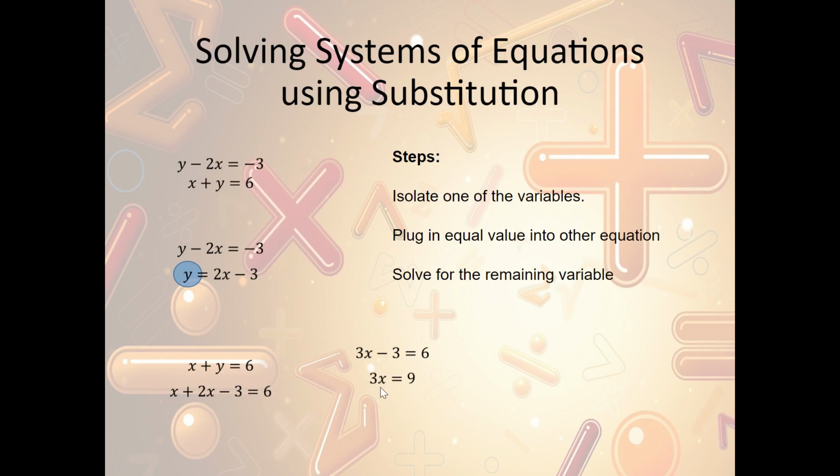Now I'm going to divide both sides by 3 to get rid of this 3. And I get 9 divided by 3 is 3. So x equals 3. Then I plug it into the other equation and solve.